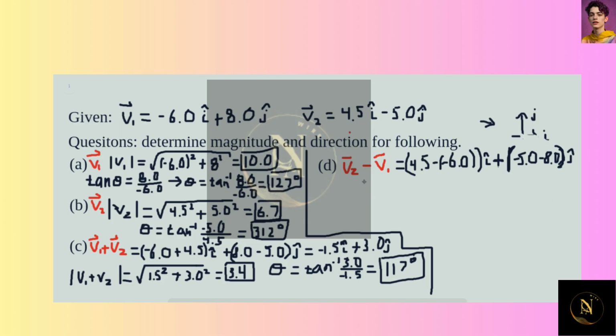Okay. So if we go ahead and carry that out, we will find that this equals minus 4.5 minus 6.0 is the same as 4.5 plus 6.0. So that is 10.0. And that's in the I hat direction. And then plus what's going on in the J hat direction is minus 5.0 minus 8.0. That is minus 13 J hat.